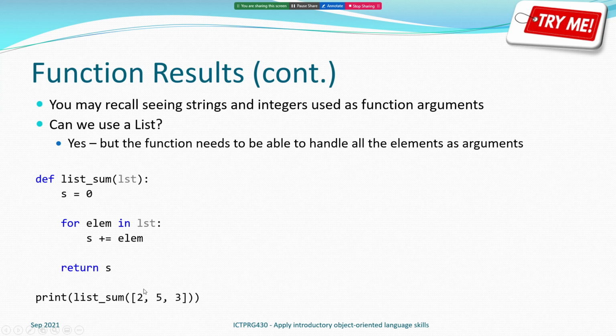S starts at 0. So first time it runs through, it adds 2. Then it adds 5. Then adds the next element. So on and so forth, until all the elements within the defined list are added together. And then returns the sum.